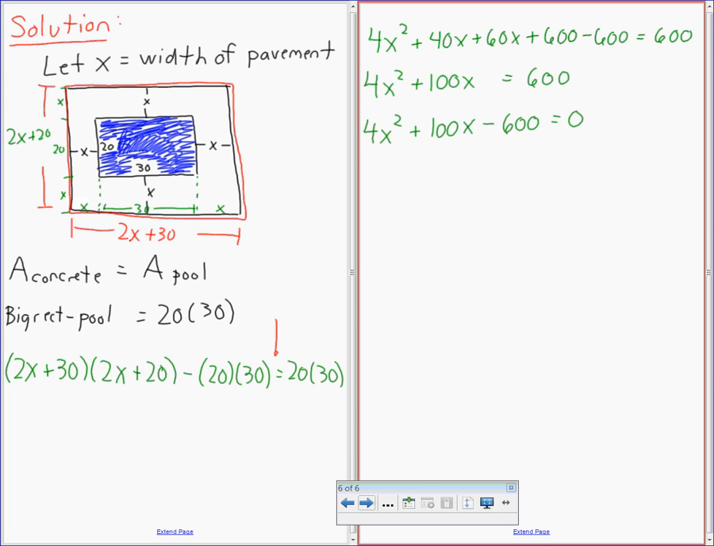Okay, first step to solving this one is always what? It looks like to me I'm going to take out a common factor of 4, so I'm going to divide this entire thing by 4. I'm going to get x squared plus 25x minus, what is that, 150? Equals 0. So we're looking for something that multiplies to get negative 150 and adds to get 25. I'm going to call that 30 and negative 5.